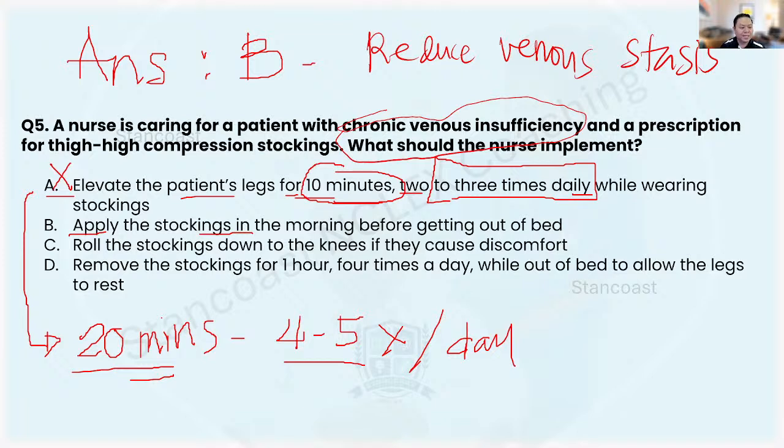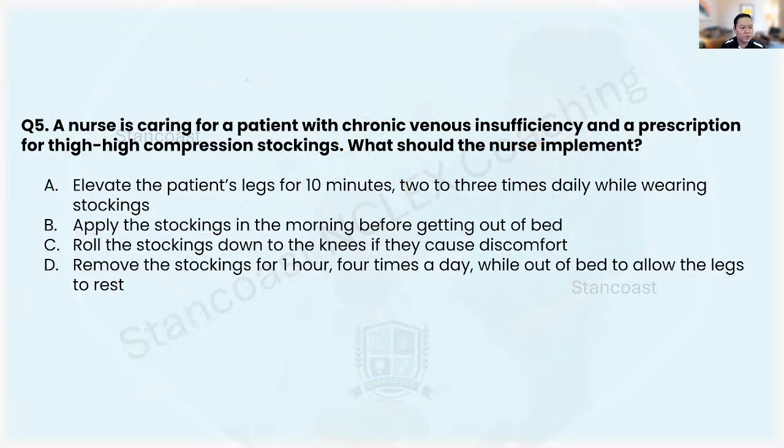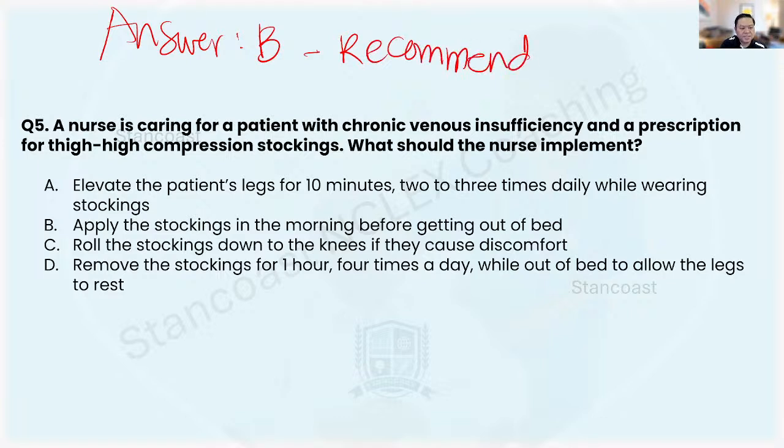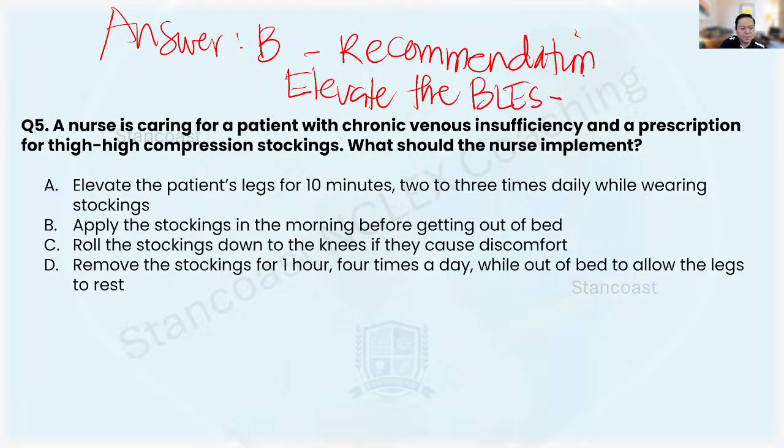Okay. All right, let me clear the slide. So to prevent the confusion, our answer here is letter B. The recommendation, as I have said, is to elevate the bilateral lower extremities about 20 minutes, 4 to 5 times per day.